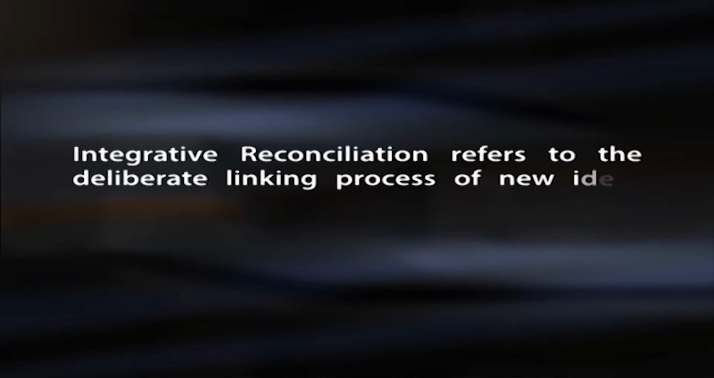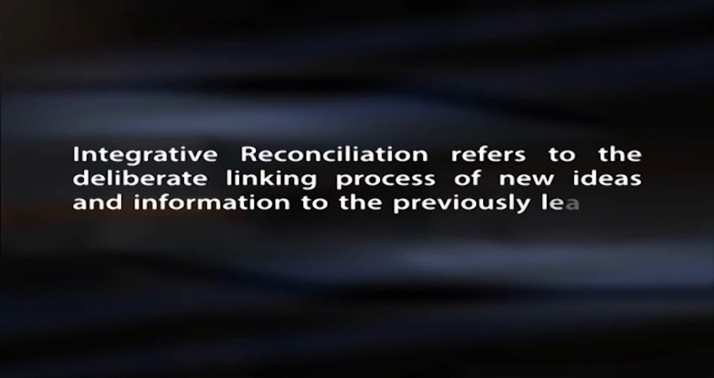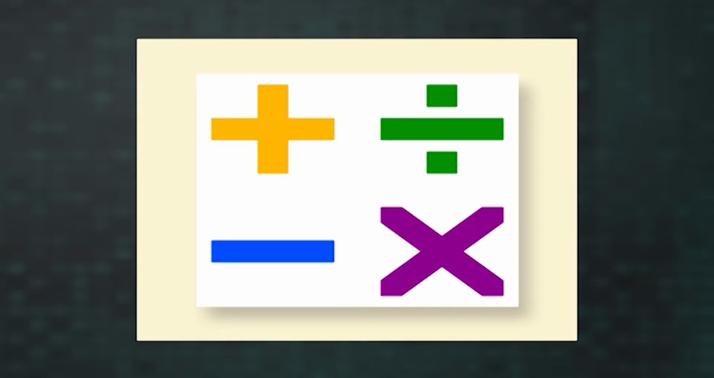Integrative reconciliation refers to the deliberate linking process of new ideas and information to the previously learned content. For example, in mathematics, there is a sequence of addition, subtraction, multiplication, division. Mastery of each one leads to the understanding of subsequent ones. If the student has any doubt at any step, it should be clarified and understood then and there. Otherwise, he would find later learning difficult.